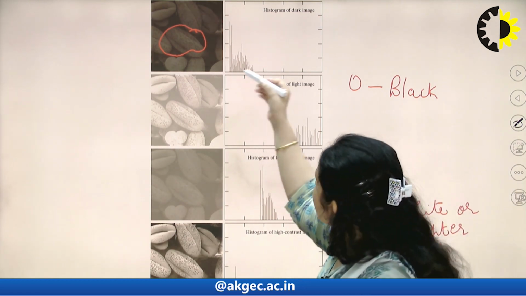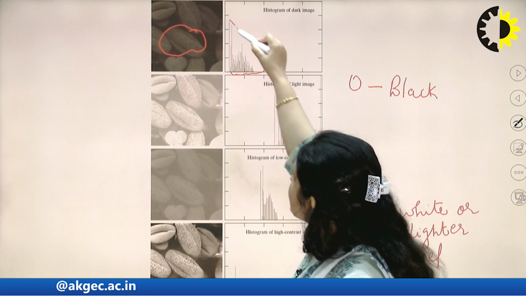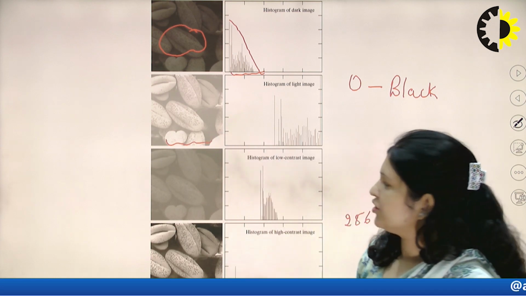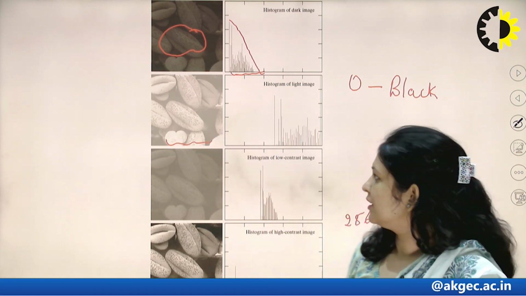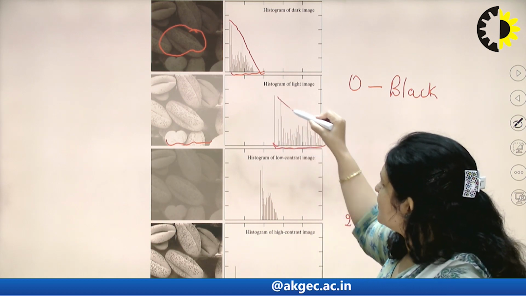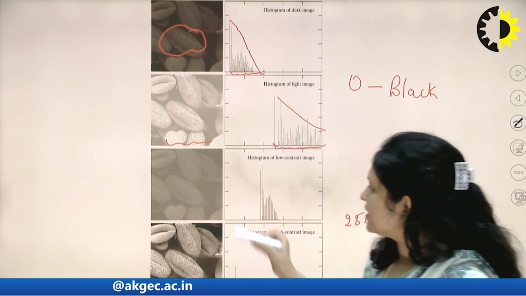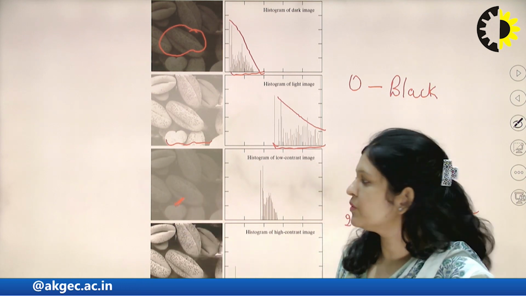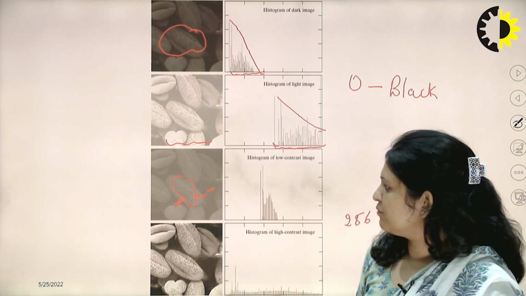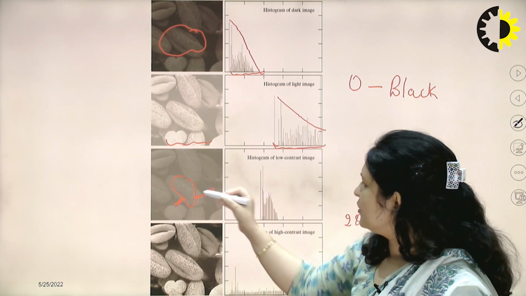So if we plot the histogram for the dark image, we can see that it is more inclined towards the lower intensity values. For a lighter image, which has more whitish pixels, if we plot the histogram, it is more inclined towards the right side, the higher intensity values. Now if we see a very low contrast image, we are not able to distinguish the foreground from the background. The color combination of both foreground and background is almost the same, so it's a very low contrast image.